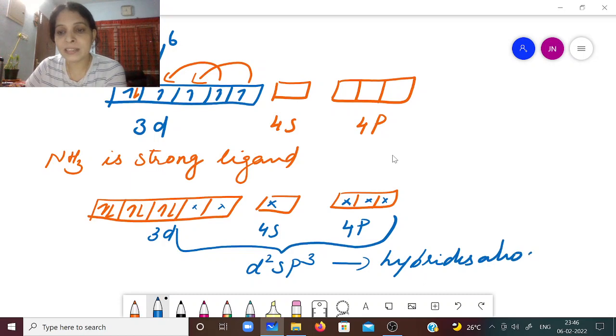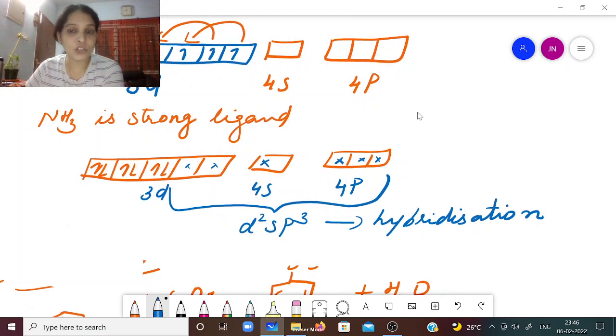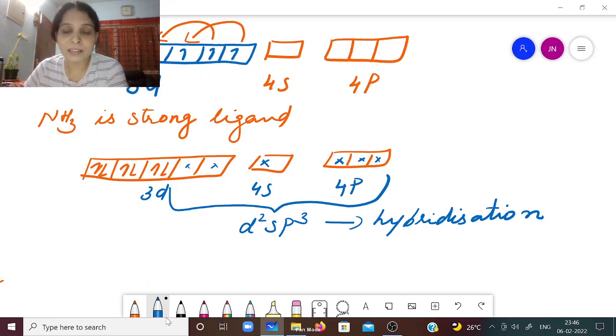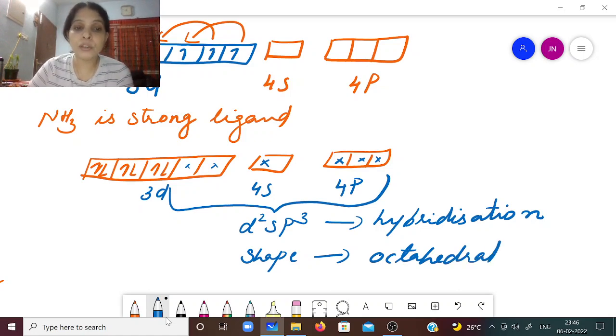Now, next is the spatial arrangement or geometry. Whenever 6 is the coordination number, the spatial arrangement should be octahedral. So I can write here shape. Shape will be octahedral. I hope all of you know the octahedral shape. Otherwise, I will show it here.